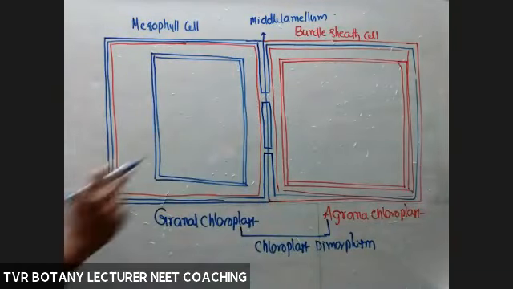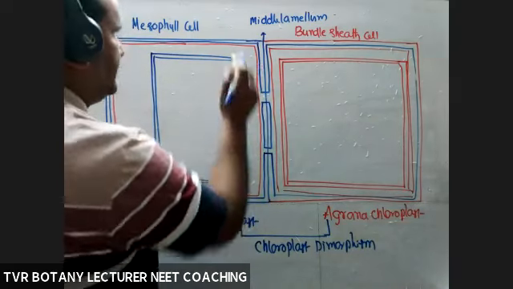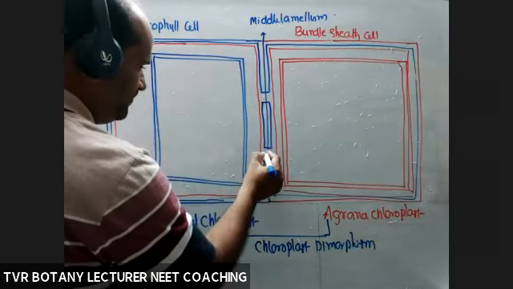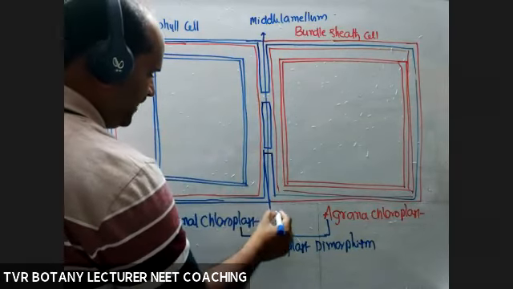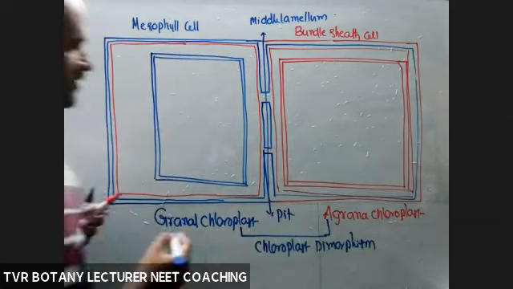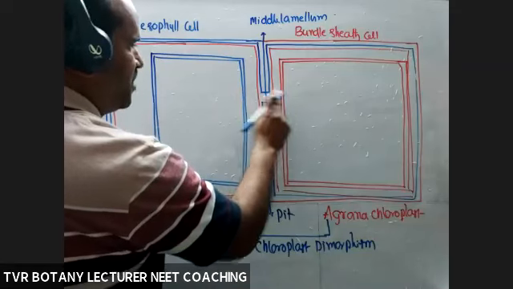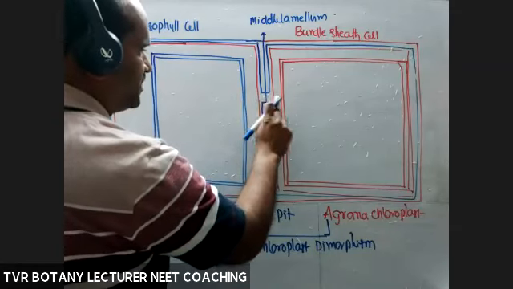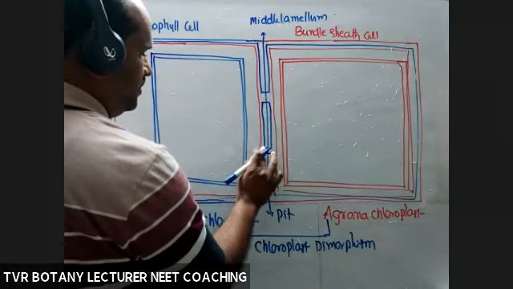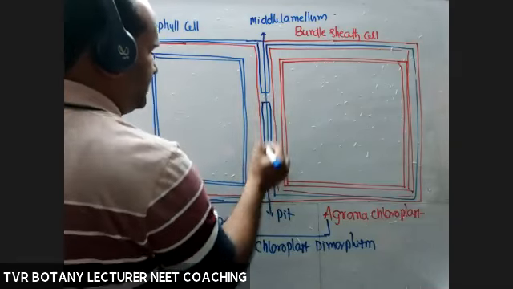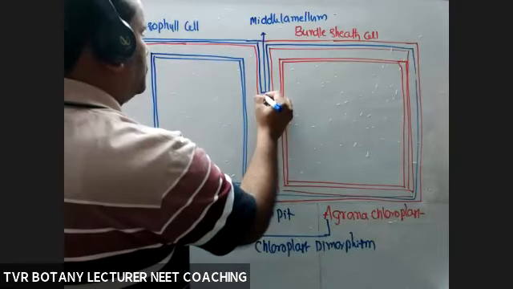Okay, right? So this thin area is called a pit. Here I'm writing: this area is called a pit, a thin area. So between these two cells, plasmodesmata, a cytoplasmic bridge, in both the cases.